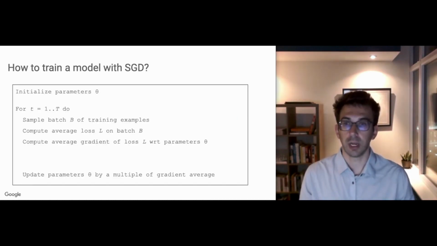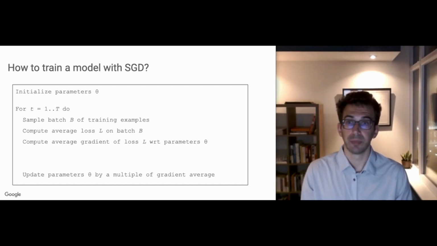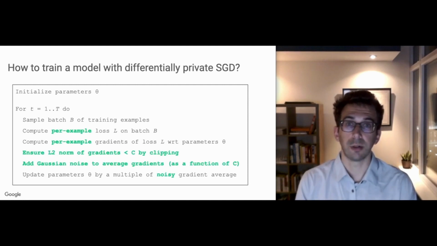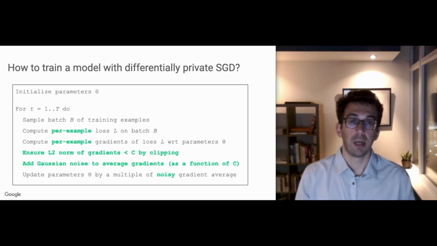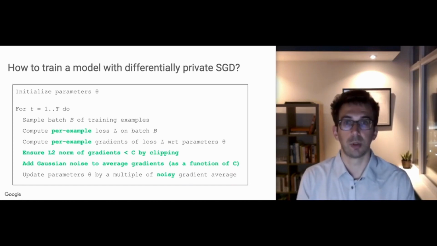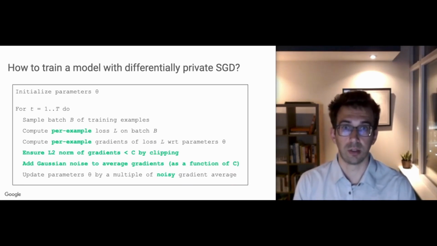Let's now take a look at how we can train with differential privacy. So typically when we train a model, we'll use something like a variant of stochastic gradient descent, especially if we are trying to train things like deep neural networks. Martin Abadi and his collaborators introduced a differentially private variant of stochastic gradient descent as a method for training deep neural networks with differential privacy guarantees.